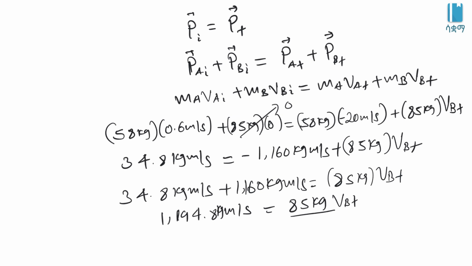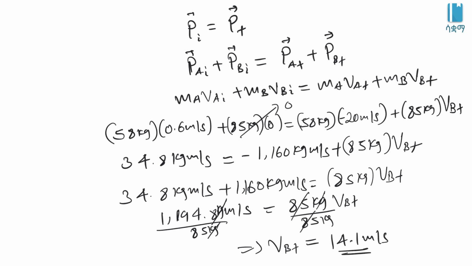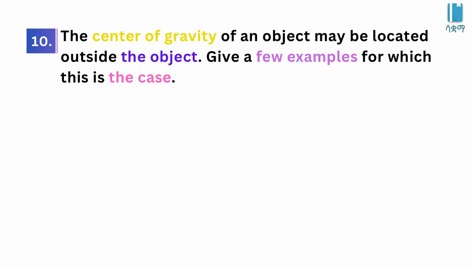So to do that, we divide both sides by 85 kilogram. Here the kilogram term cancels out, so this implies the final velocity, vb final, is approximately 14.1 meter per second toward east, or you can specify the direction as 14 meter per second toward east. Positive means toward the east direction. So this would be the velocity of cart B just after interaction.